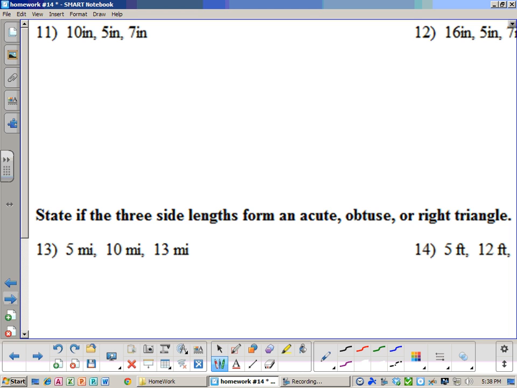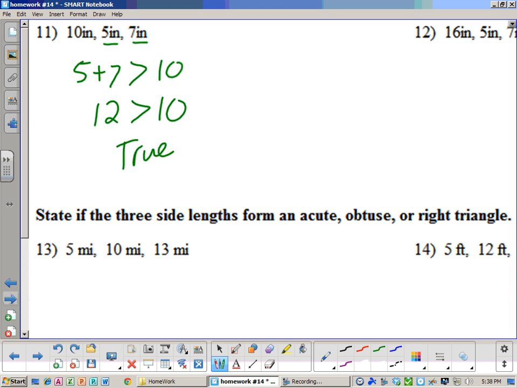Number 11. Once again, they put the small sides toward the back there. Don't get confused. You're going to add those 5 and the 7 and see if it is as big as the 10. 5 plus 7 is 12. 12 is greater than 10. Thus, this is true, right? Yes, it will be a triangle.